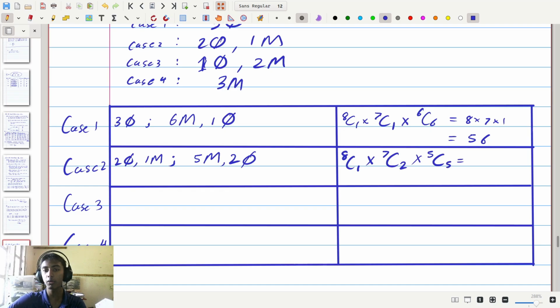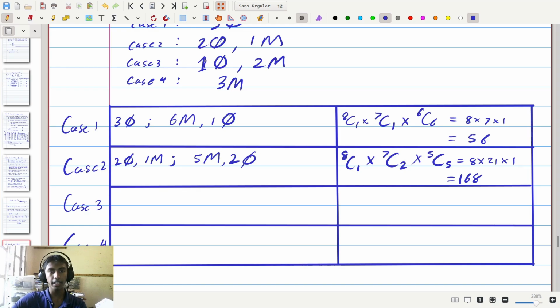If we evaluate all of this, 8 choose 1 is going to be 8. 7 choose 2 is going to be 7 factorial divided by 2 factorial times 5 factorial. 7 factorial divided by 5 factorial is going to be 7 times 6, since all the other terms cancel. 7 times 6 divided by 2 factorial is going to be 7 times 6 divided by 2, which is 7 times 3, which is 21. So multiply by 21, and 5 choose 5 is 1. So the answer is going to be 8 times 21, which is 168.